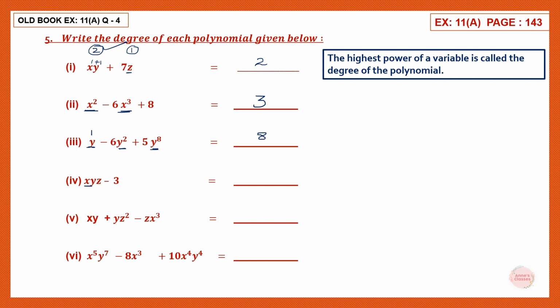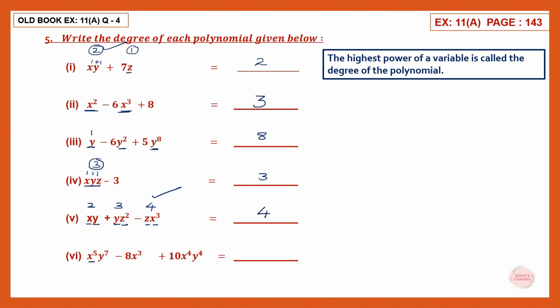Now here we have x, y, z. You can add up the powers. So 1 plus 1 plus 1, that will be 3, and we don't have anything else here. So the degree here is 3. Now here we have 1 plus 1, that is 2. Then 1 plus 2, that is 3. Then 1 plus 3, that is 4. You can add up these variables here. So now we have 2, 3 and 4 and the highest is 4.